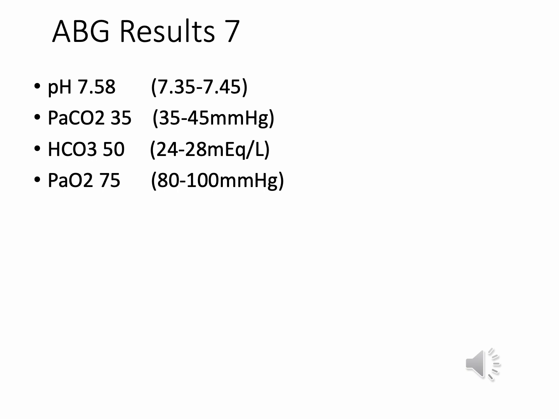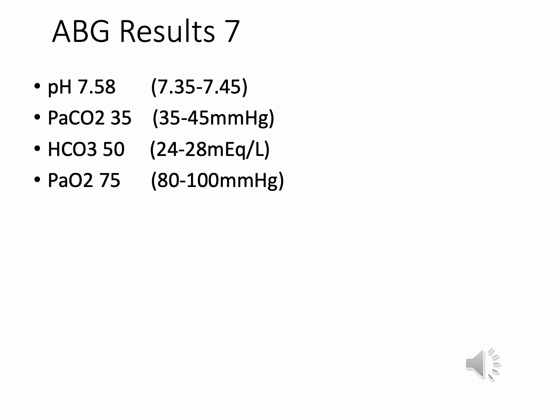Okay, this one, our pH is 7.58. So this would be an alkalotic pH. So write alkalosis next to it. PaCO2 is 35. It is barely in the normal range, but it is there. So we would write N next to it. And then bicarb is 50. So this one would be alkalotic as well. Write alkalosis next to it.